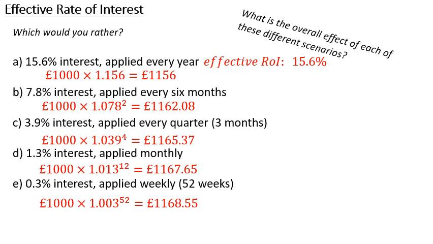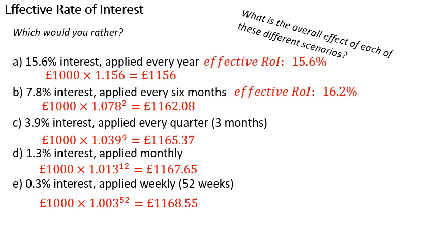Now, instead of thinking about £1,000, we can think in terms of the actual percentage multiplier itself. The effective rate of interest for the first one is exactly 15.6% because the compounding period is 1 year. But for the second one, we would do 1.078 squared and we get 16.2%. If you do 1.078 squared, the value you get is 1.16208, which is equivalent to an interest rate of 16.208%. So that's what we call the effective rate of interest. It's the equivalent of having 16.208% applied at the end of the year.